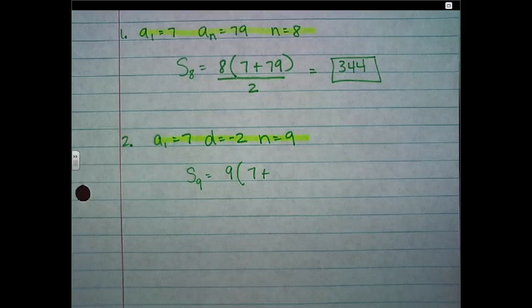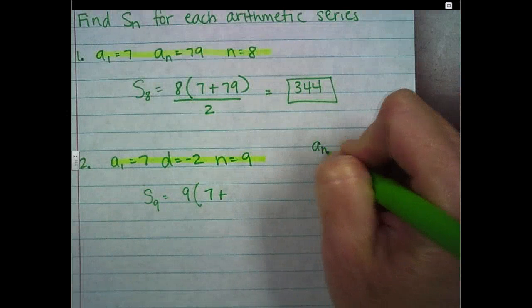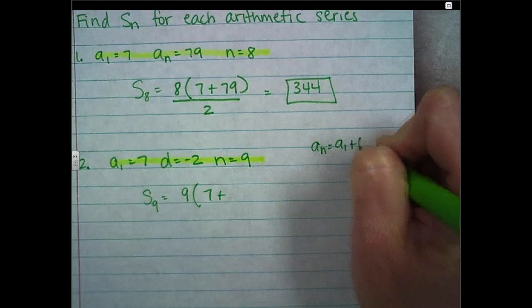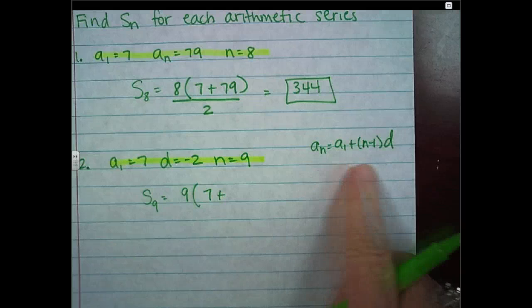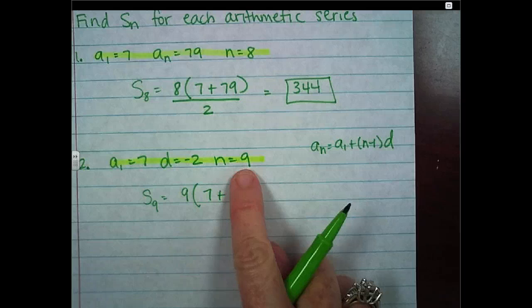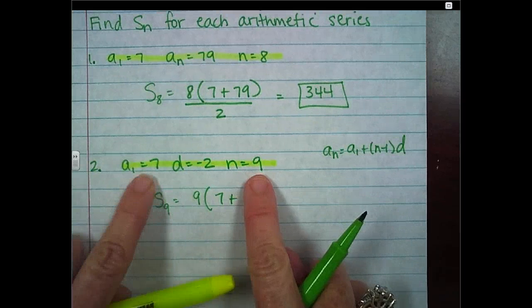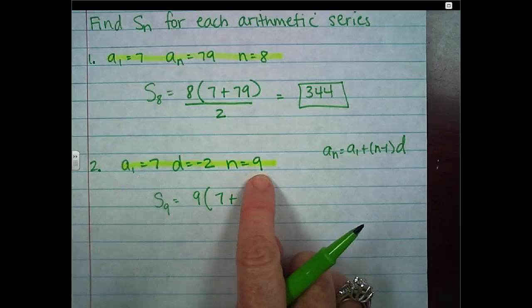Think about Friday's formula. Friday's formula says that A sub n, your nth term, your last term, is your first term plus n minus 1 times your common difference. That's the formula from Friday, right? And the problem is I don't know my 9th term. I know it starts at 7. I know we're counting by -2. I just don't know what the 9th term is. I know there's 9 terms. Okay, so I need to find the 9th term. Isn't that what I need? I need A sub n, right?